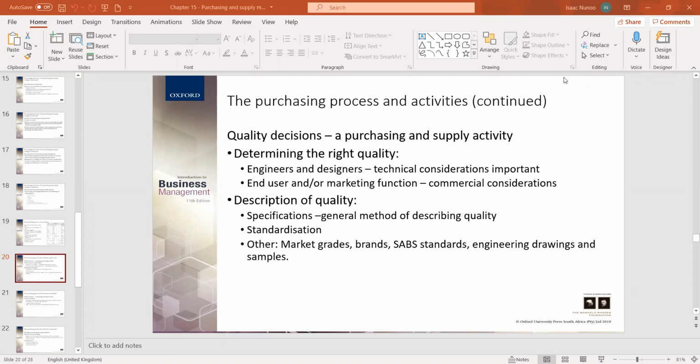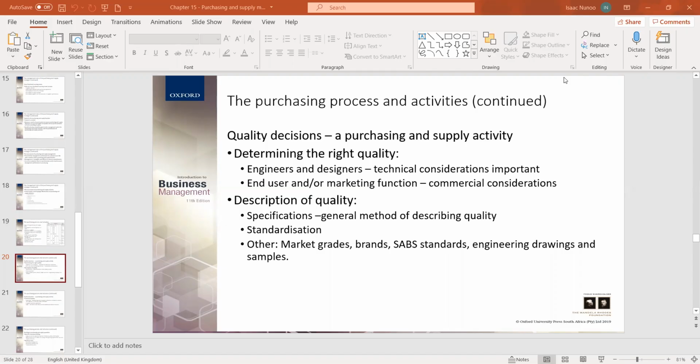So the quality of a material influences a whole lot. It influences the inventory holding, the amount that will be kept in stock, the requirements, and everything. So quality is very important. In terms of quality, we can talk about three main things: how we determine the right quality, the description of quality, and the controlling of it. The right quality is that quality that is purchased at the lowest price.